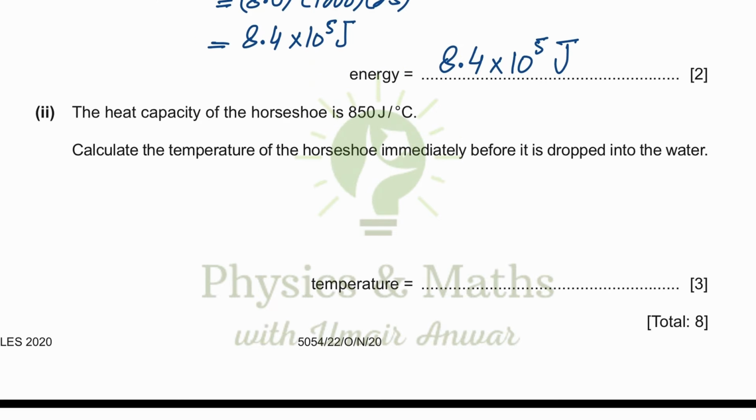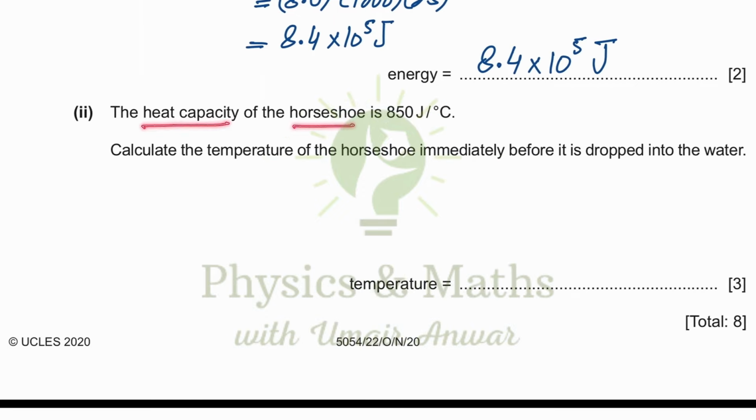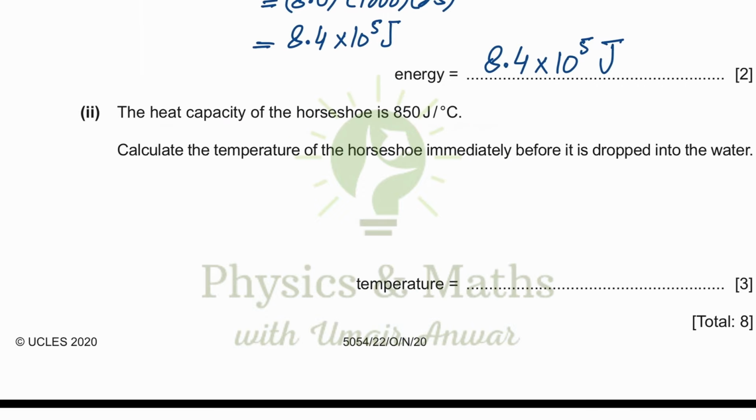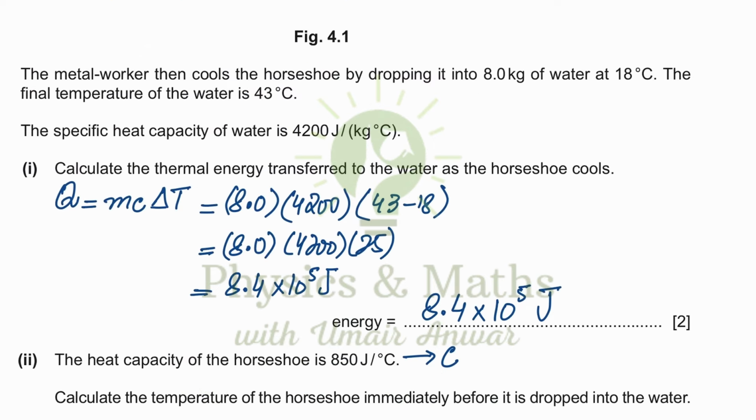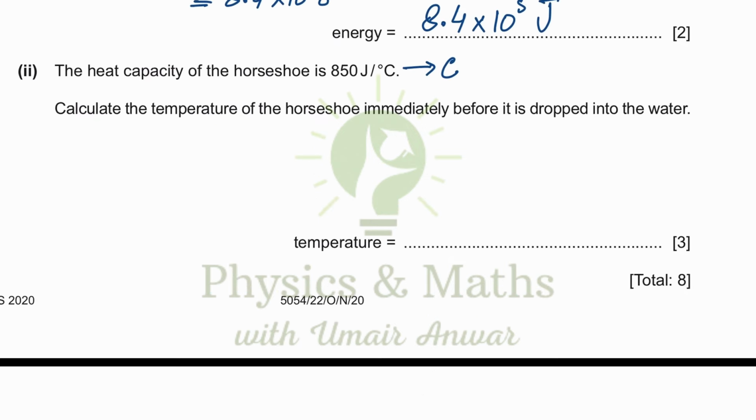The heat capacity of the horseshoe is 850 joules per degree centigrade. Heat capacity is the amount of heat energy required to raise any given quantity of a substance by 1 degree centigrade, and it is represented by capital C. Small c represents specific heat capacity, which was given here, and it is the amount of energy required to raise the temperature of 1 kilogram of a substance, and heat capacity is the amount of energy required to raise the temperature of any given quantity of a substance by 1 degree centigrade.